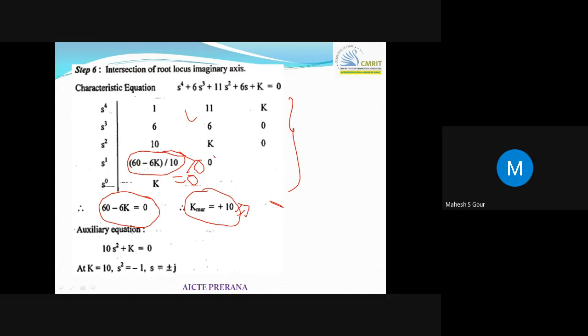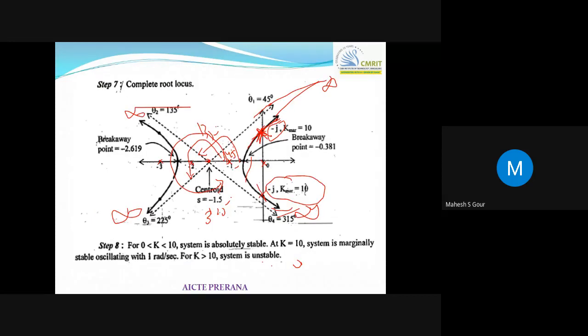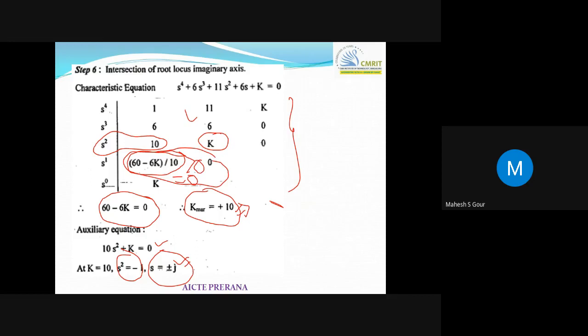Okay. So when this is 0 and this is 0, both are 0, then you need to solve for k. How are we solving? Using the auxiliary equation. We take 10s square plus 10 is equal to 0. Right? So when you solve this, s square is equal to minus 1, s is equal to plus or minus j. It means your root locus is touching the imaginary axis at plus j and minus j. What is our maximum value of k? Maximum value of k is 10.